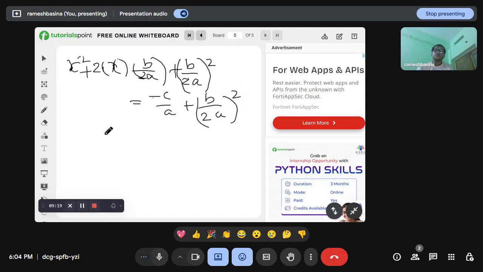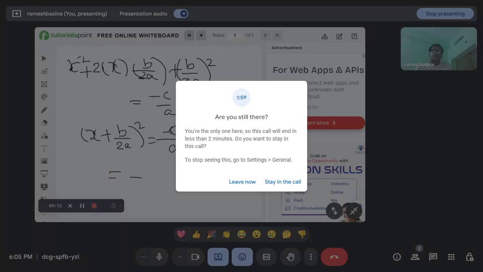Both sides you have to add the b square term. Here the b value is b by 2a, I am adding on both sides. Here what you are getting: a square plus 2ab plus b square. This is in the form of a plus b whole square, meaning x plus b by 2a whole square is equal to minus c by a plus this one, squaring on both numerator and denominator. b square by 2a whole square, 2a into 2a is 4a square. Now simplify the RHS part. In the RHS, the denominator LCM is 4a square.